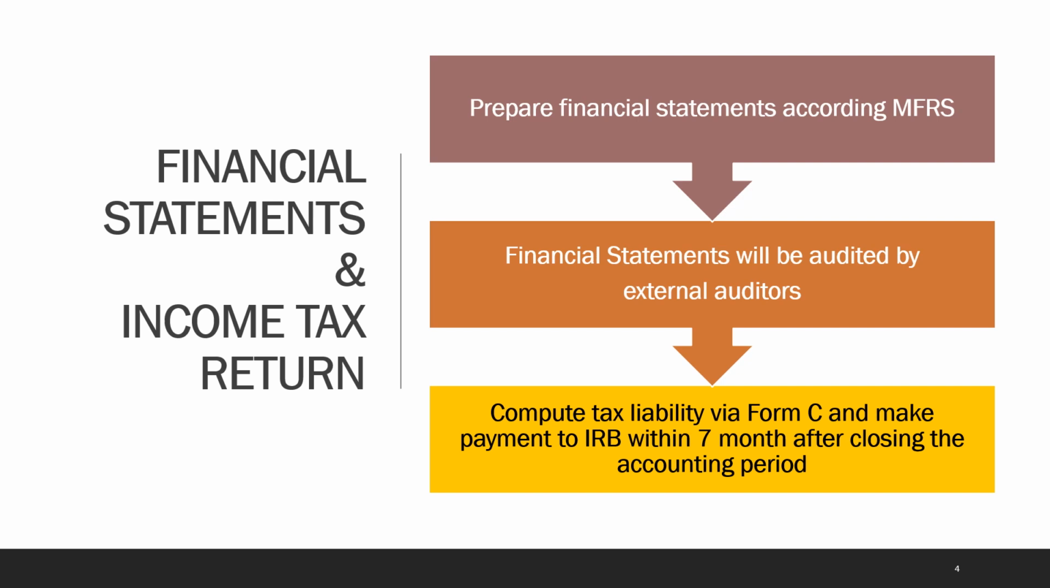Okay, so under the self-assessment system, the company needs to compute its own taxability in the form C for company. And if you remember, form B is for individual with business and form BE for individual without business. So for company, we are using form C. After they compute the taxability themselves, they need to pay to the IRB within 7 months after closing the accounting period. But actually, the company has already estimated their income at the beginning of the year, where they need to pay to the IRB using a specified form.